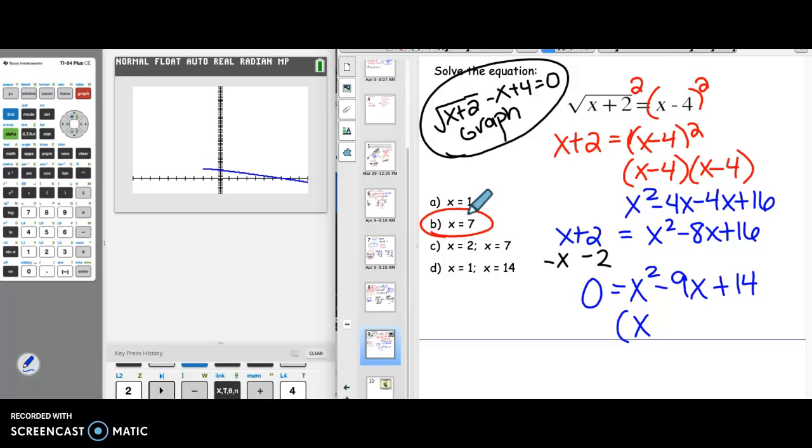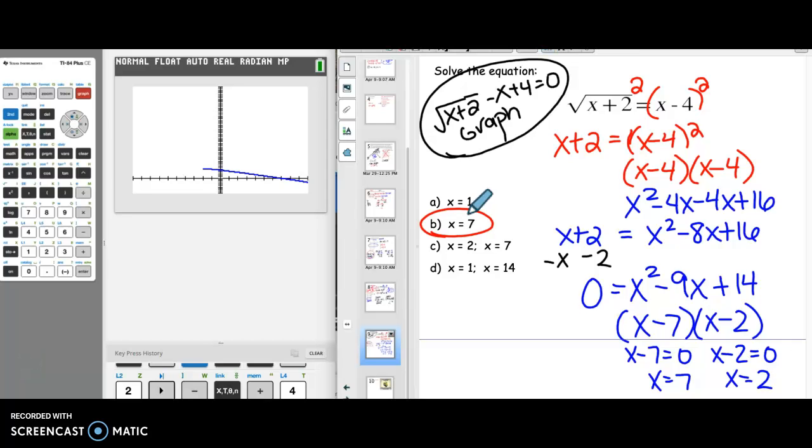This one actually looks faster to me by factoring because there's a 1x squared in the front, and I can see that negative 2 times negative 7 is 14, and negative 7 plus negative 2 is negative 9. So when I set these to 0, I get x equals 7 and x equals 2. Now I'm curious because I got just 7 on my original graph, so let's see why.